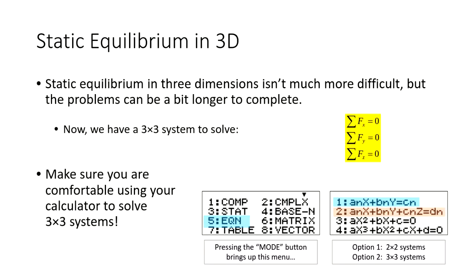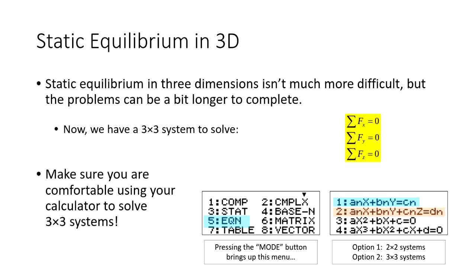Now, last time was about just describing vectors in 3D and adding them up. Today, what we're going to do is apply static equilibrium. And so what I mean by static equilibrium is we've got 3 equations that we have to satisfy for a system to be in static equilibrium, and that's the sum of the forces in the x direction equals 0, the sum of the forces in the y direction equals 0, and the sum of the forces in the z direction equals 0. So now, instead of having a 2x2 system, we have a 3x3 system.